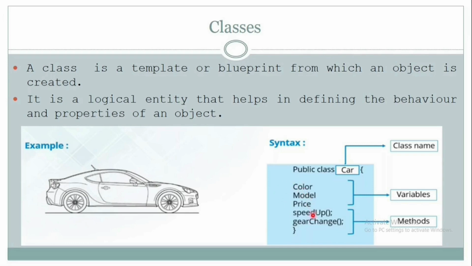Now why is this class used? The class is just a template from which an object is created. So using this template or blueprint, we create an object. For example, in the real world, the physical car, like a Tata Nexon or Maruti Swift or Ritz, all these are objects which are available in the real world.